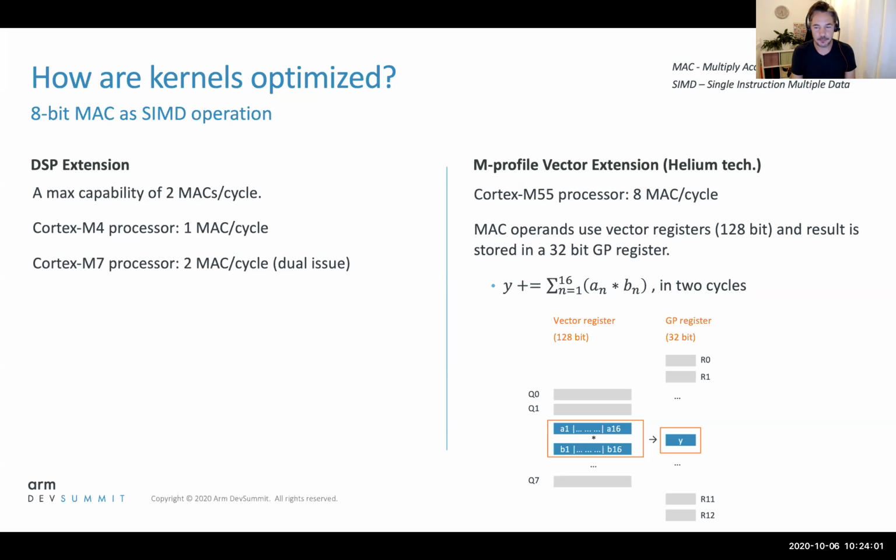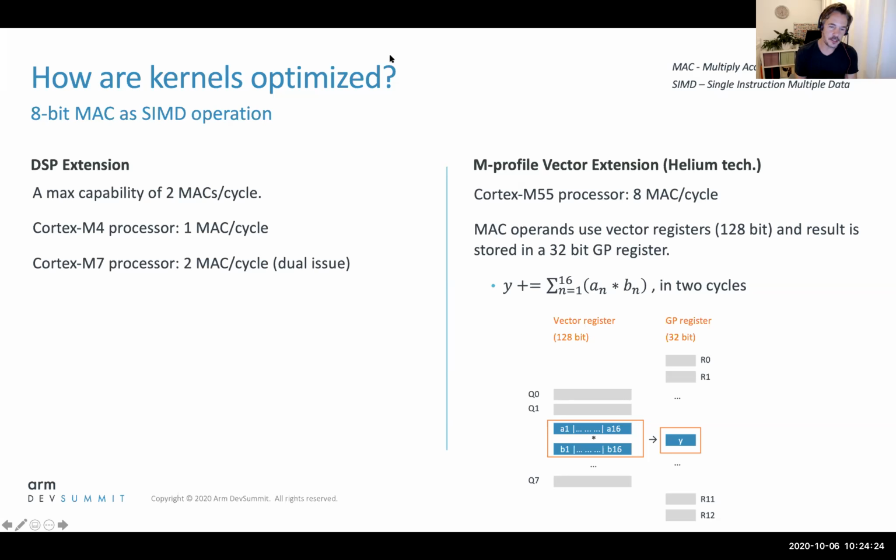So basically, I've written an equation down. It's the one that we want to evaluate or compute. So we have 16 As and 16 Bs that we want to multiply and accumulate.